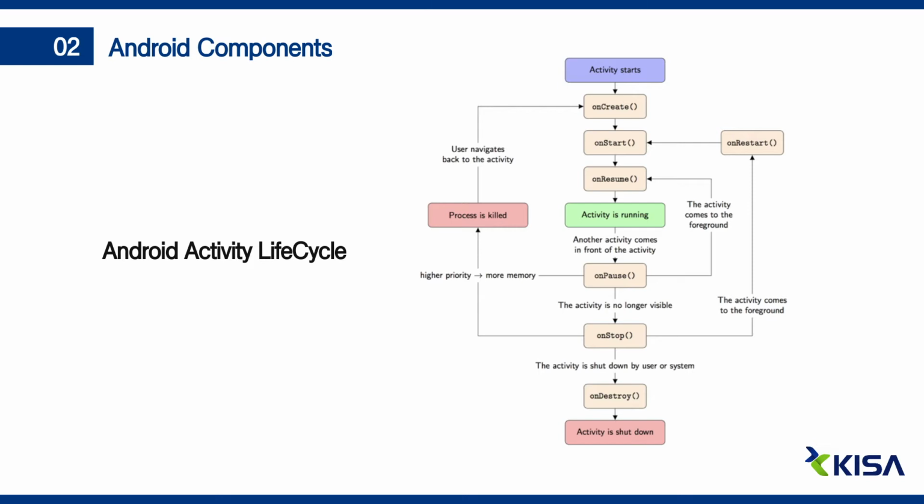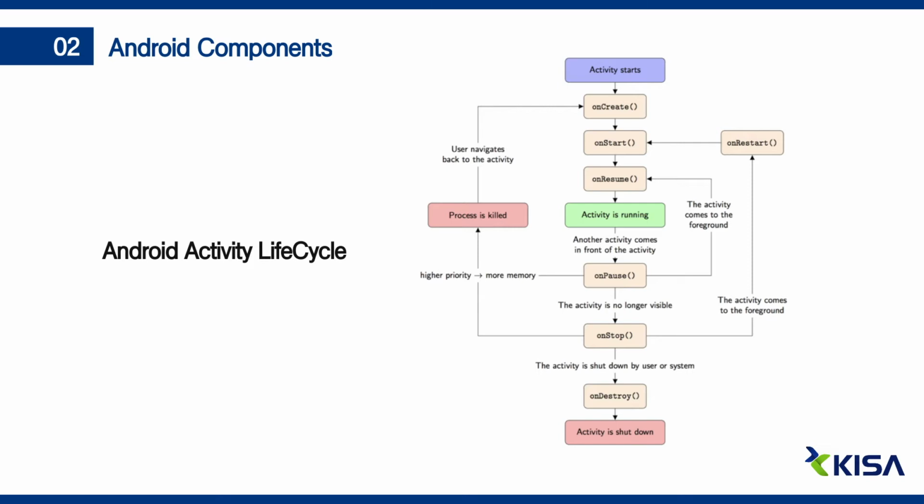onPause is a function called when an activity is unloaded to another activity and the focus is lost. And onStop is a function called when it is no longer visible on the screen. Finally, onDestroy is called when the activity completely disappears from the stack. I gave you a brief description of the components of Android and how it works.